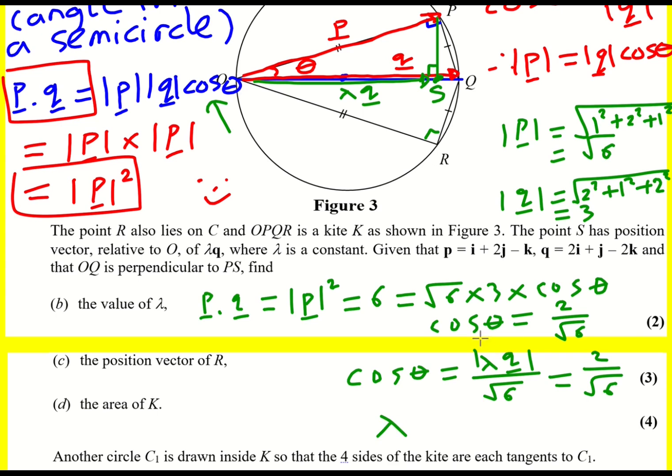By the way, the magnitude of lambda Q is going to be lambda times the magnitude of Q, so we can write lambda times 3 is equal to 2. I've just cancelled out these root 6's, and I've got lambda here, and I've just multiplied by the magnitude of Q. So therefore, lambda is equal to 2 over 3.